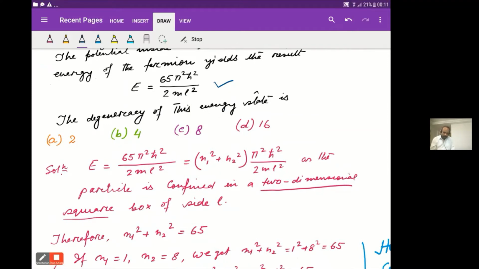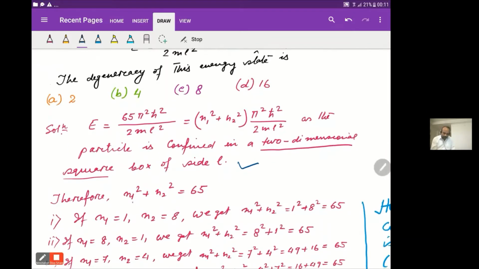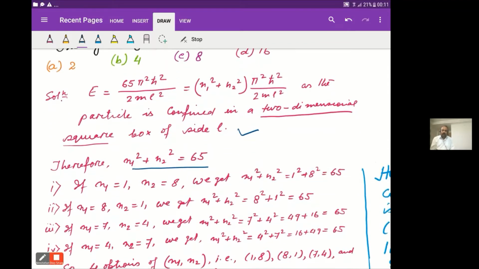We know energy of a particle confined in a 2-dimensional square box of side L is given by n1 square plus n2 square times pi square h cross square by twice m L square. So here we have therefore n1 square plus n2 square equal to 65. Now, what are the possible combinations of n1 and n2 for which we can get 65?